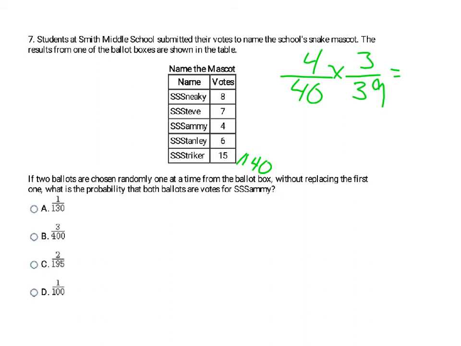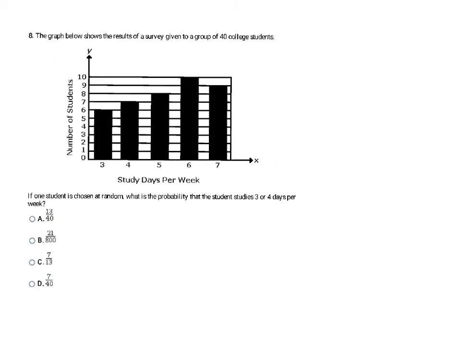So when you multiply fractions, you multiply the tops with tops and the bottoms with bottoms. And you can actually reduce these fractions before you multiply them, which I recommend that you do so that you are working with smaller numbers. So 4 over 40 reduces to 1 over 10, and 3 over 39 reduces to 1 over 13. 1 times 1 is 1, 10 times 13 is 130. So there's a 1 out of 130 chance to pick Sammy twice.